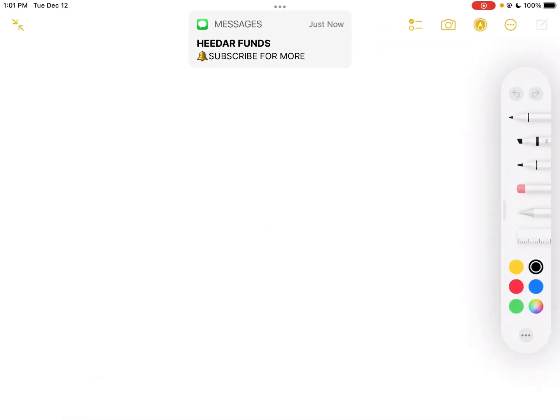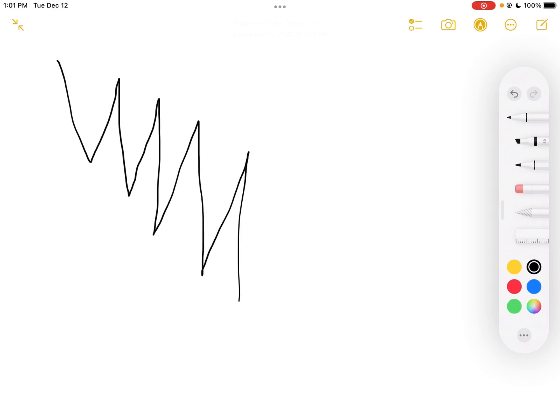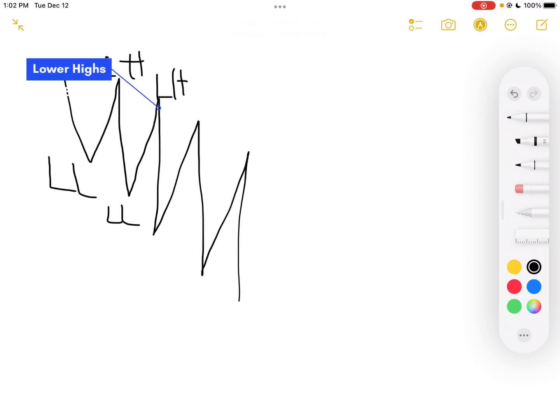So now for the bearish. Of course, a bearish market is seeing lower lows and lower highs, lower lows and lower highs. This is my lower low, this is my lower high, this is my lower low, this is my lower high, this is my lower low, and this is my lower high.